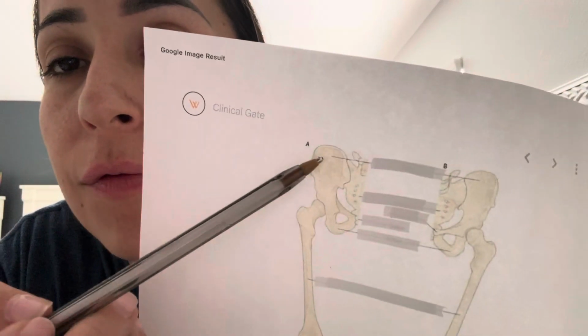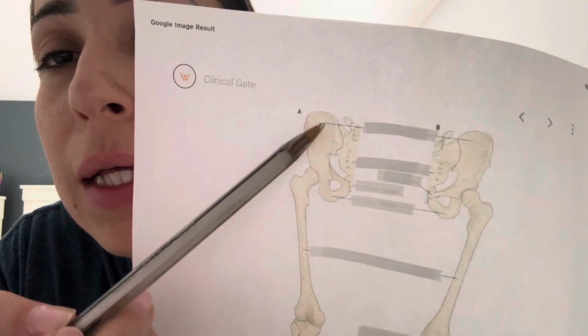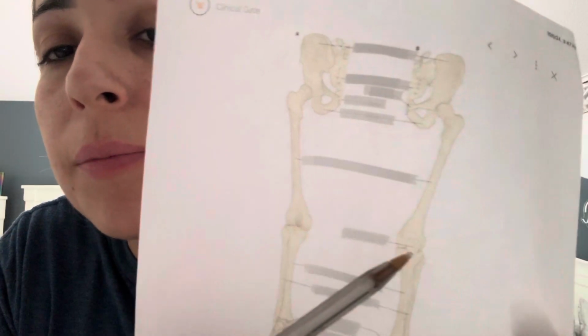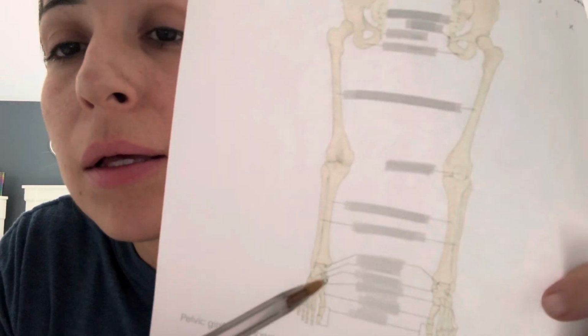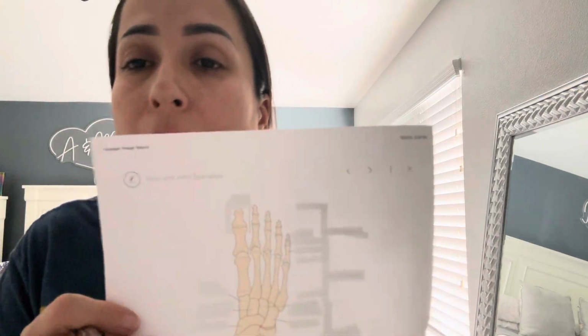Next, we're going to go to the pelvic girdle and the lower limbs. So the pelvic girdle consists of the ilium, pubic, ischium, the femur, patella, tibia, fibula. Next, we're gonna go to the foot and the ankle.